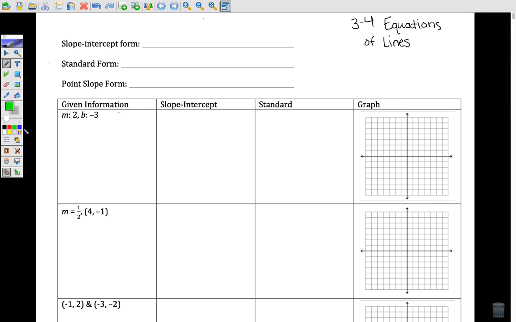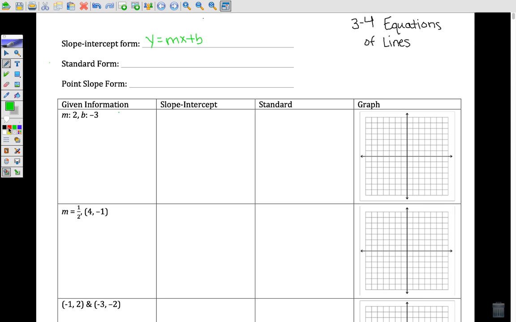First thing is your slope-intercept form. That's just y equals mx plus b. This is the one that you want to use whenever we have to graph equations, because you have your y-intercept, which is your starting point, and you have your slope, that's your rise over run, and tells you where you need to plot the other points.